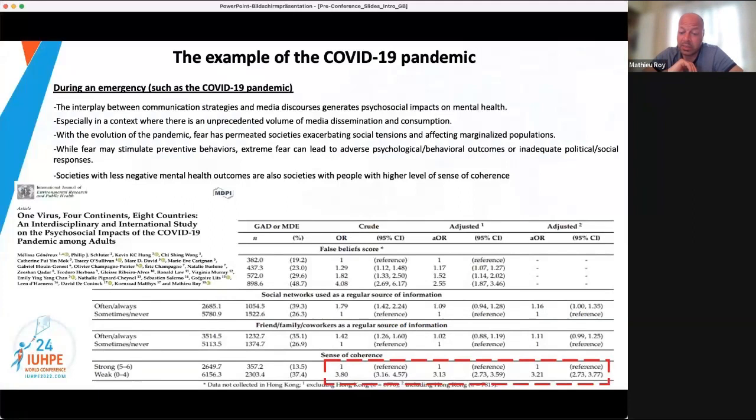This was a significant result in a sample of 8,800 adults in 8 countries from 4 continents around the world. So in conclusion, I think to advance with societies who better cope with public health emergencies or any emergencies at all, we must build societies with a higher sense of coherence.